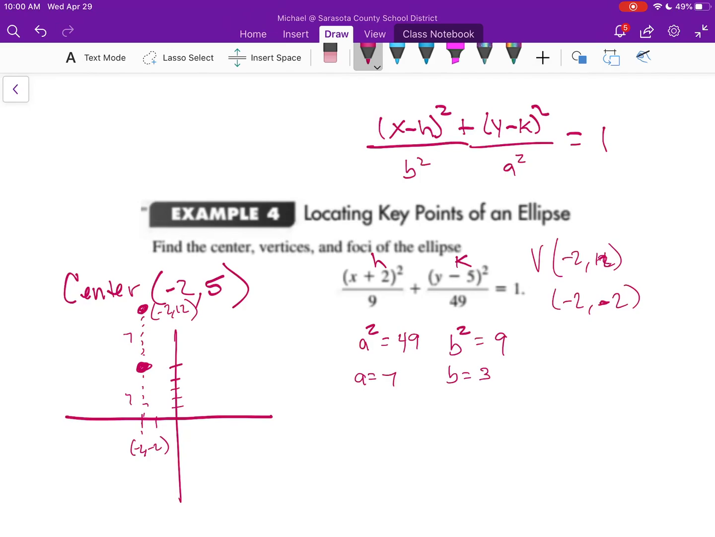All right, and then the last thing it wants us to find is the focus points, or the foci. Well, this b helps us identify where it's going left and right from the center. And so that means I am 3 units to the right and 3 units to the left, putting me at 1, 5 and at -5, 5 for the minor axis endpoints.